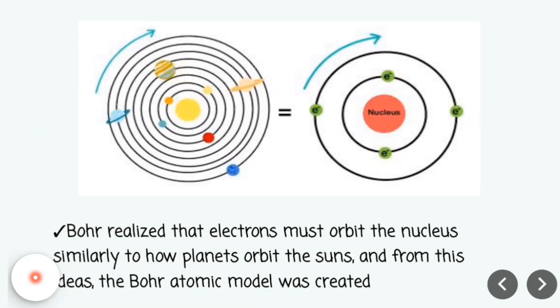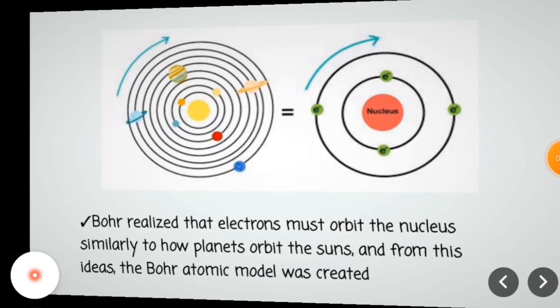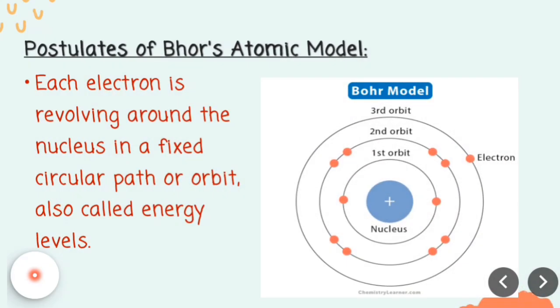Bohr realized that electrons must orbit the nucleus just like how planets orbit the sun. From this he got the idea and the Bohr atomic model was created. Now we will discuss the postulates of Bohr's atomic model, or the main points. Number one: each electron revolves around the nucleus in a fixed circular path. We can also name it a shell, an orbit, or energy levels.